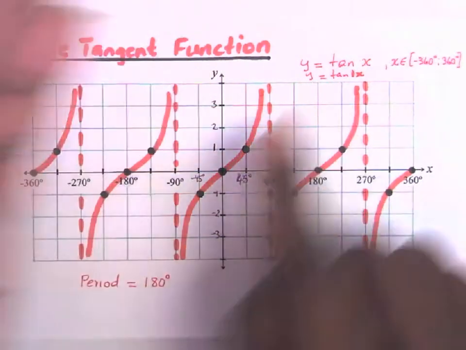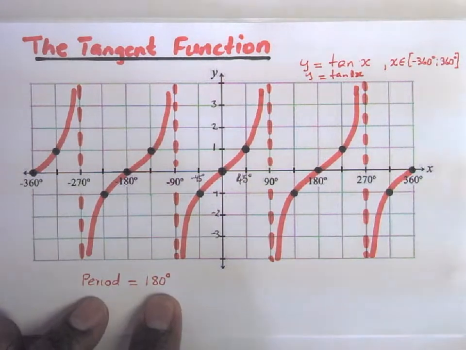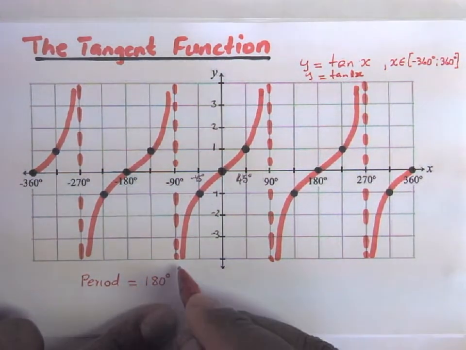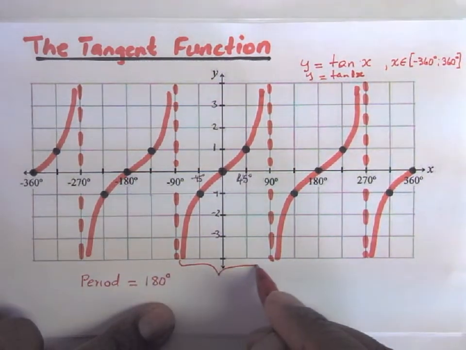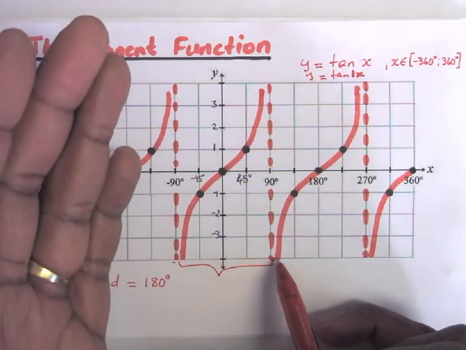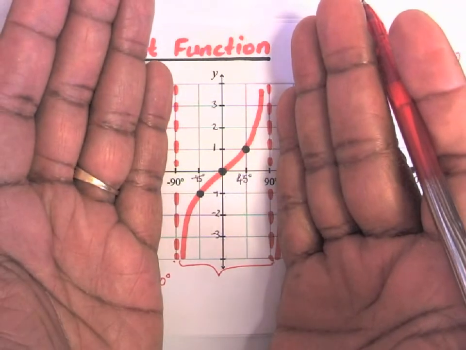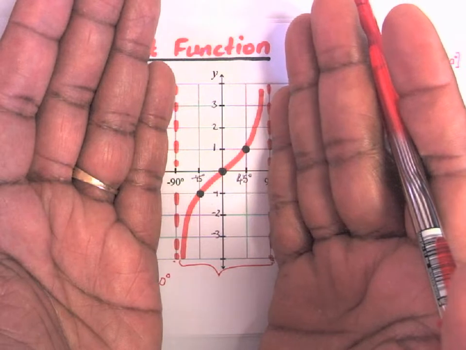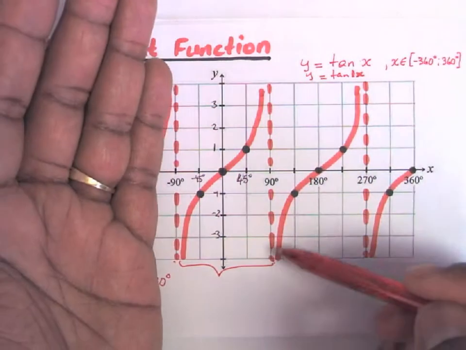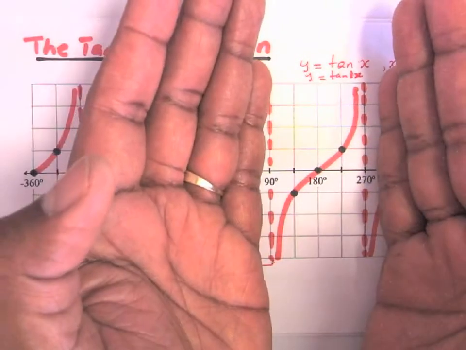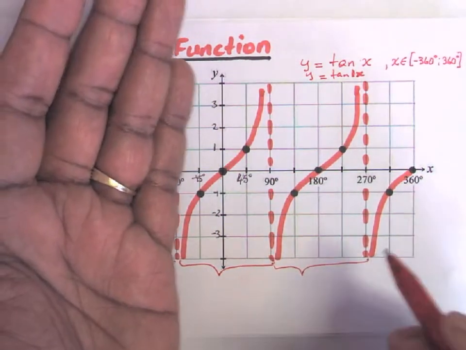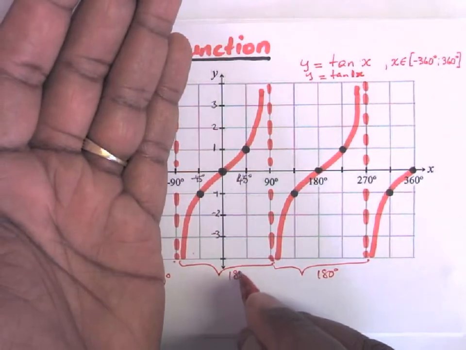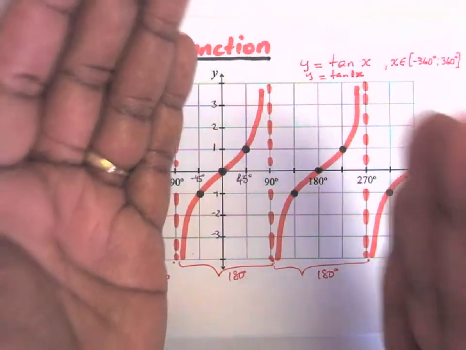But before that, the period of this graph, they say it's 180 degrees. Why? If you look at the distance here from minus 90 to 90, that is 180 degrees. That's a complete wave within the space of 180 degrees. Even here you can see there's a complete wave, from 90 to 270, that's 180 degrees. So the period of the tan graph is 180 degrees.